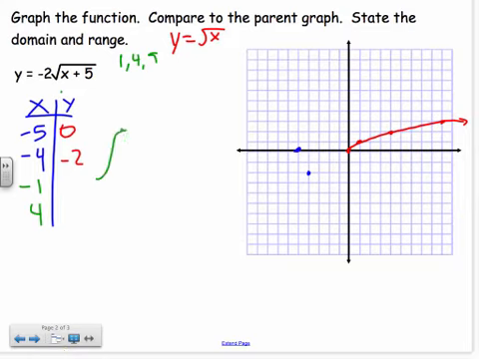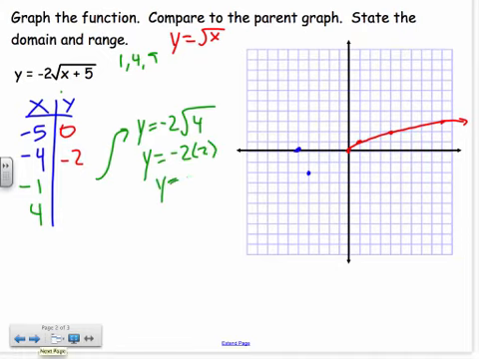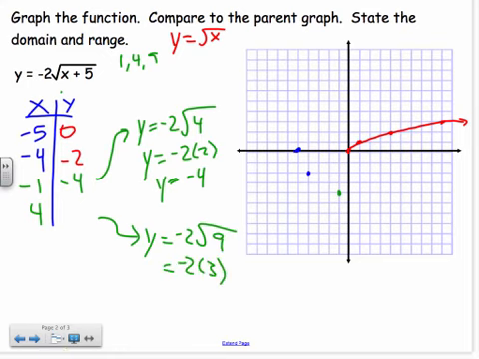Okay, so I'm going to pick -1. So I got y equals -2 times the square root of -1 plus 5, which is 4. So I got -2 times 2, which is -4. So -1, -4. Put it right there. And finally, let's do my 4. So y equals -2 times the square root of 4 plus 5, and 4 plus 5 is 9. And the square root of 9 is 3. And so I get y equals -6. So 4, -6. So 4, down 6.